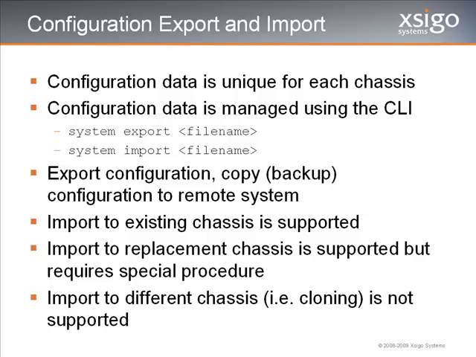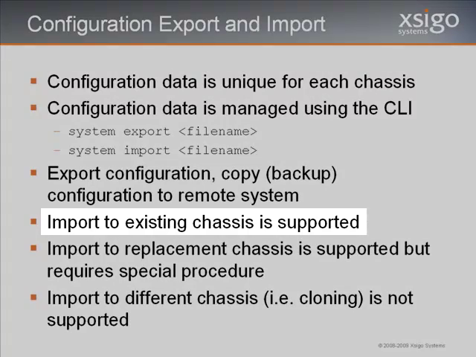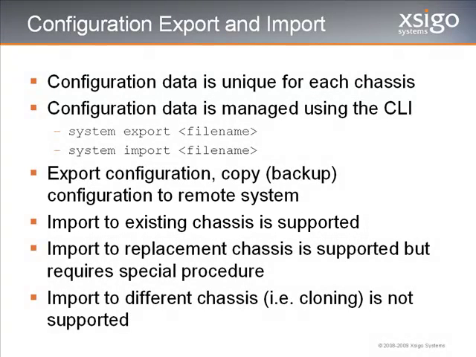Given that we have placed configuration data on a remote system, there are three possibilities for using or importing that backup copy of configuration data. First, if an existing chassis configuration is accidentally or deliberately removed in part or in total, the backup copy of the configuration data can be used to restore the chassis to its proper state.